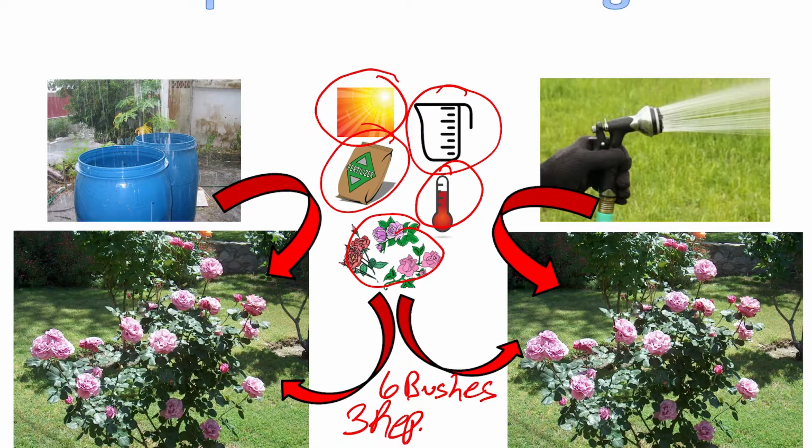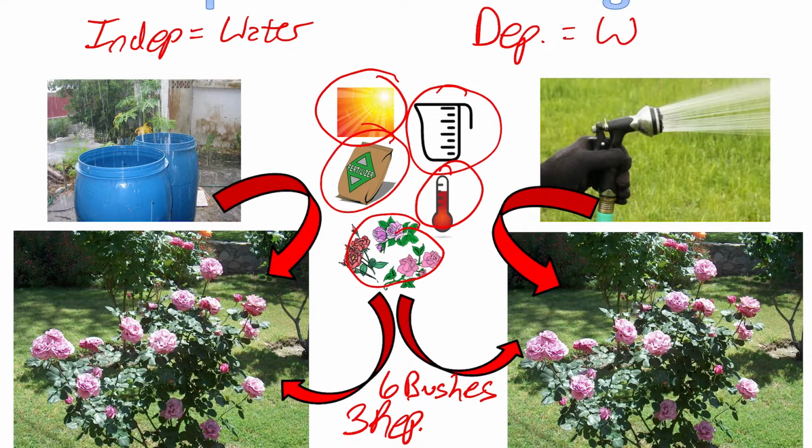The next important thing for us to look at is independent and dependent variables. Your independent variable is your experimental variable. So in this case, our experimental variable, or our independent variable, is going to be the water, okay? And then our dependent variable is going to be the result. So our dependent variable is going to be the growth of our rose bushes.